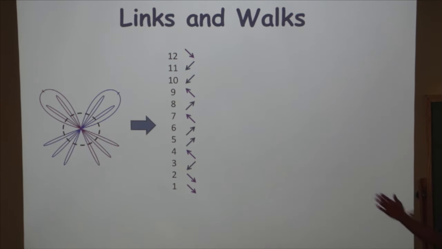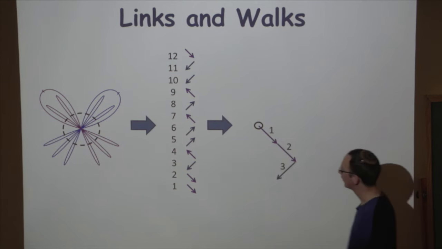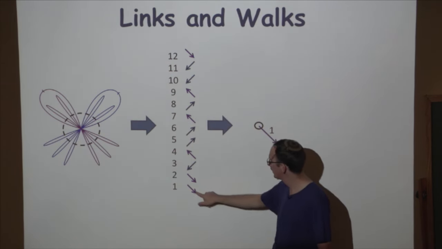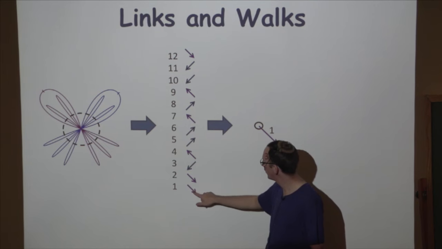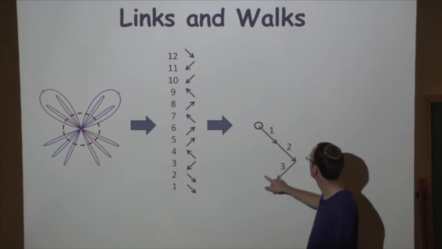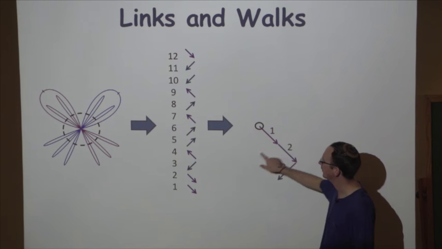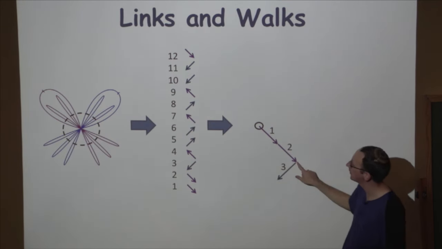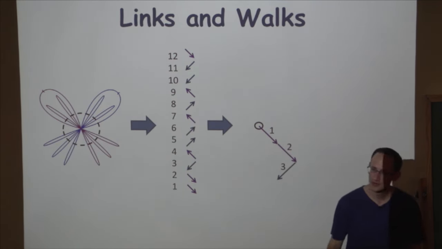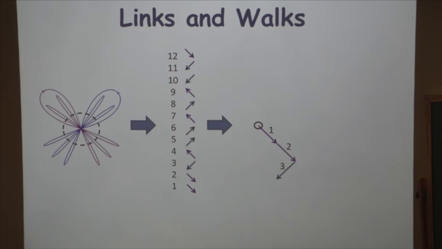And now we read this list as instructions for how to do a random walk. So if one is purple, southeast, then we go southeast. And two is again southeast, and we go southeast.